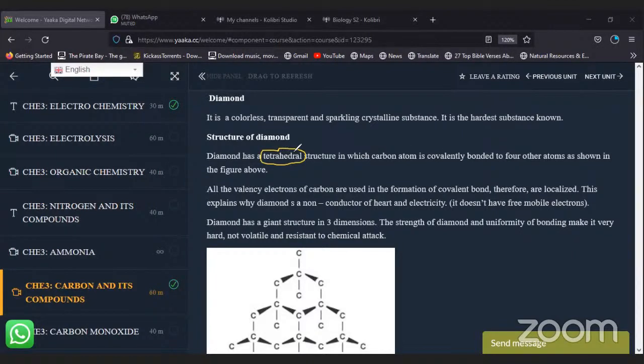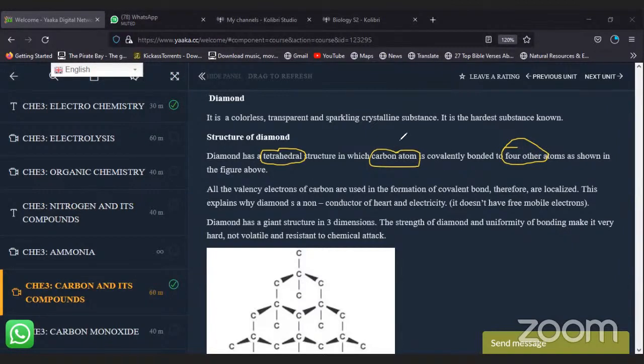So in the tetrahedral structure, the carbon atom is covalently bonded to 4 other carbons, okay? 4 other carbons. So tetra means 4. It is easier for you to remember the name of this structure by remembering the number 4, which means tetra. So tetrahedral structure. Each carbon is bonded to 4 other atoms, right? Remember, carbon has valence 4.